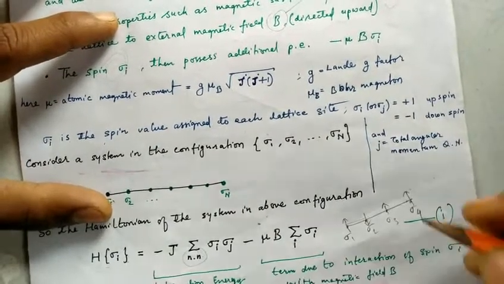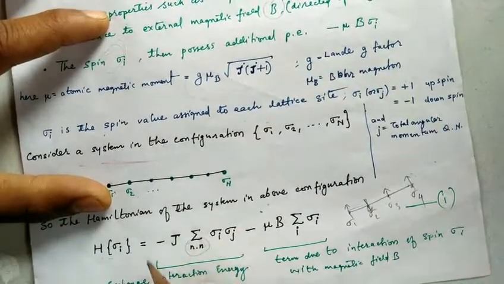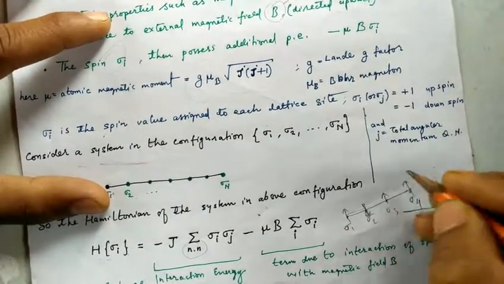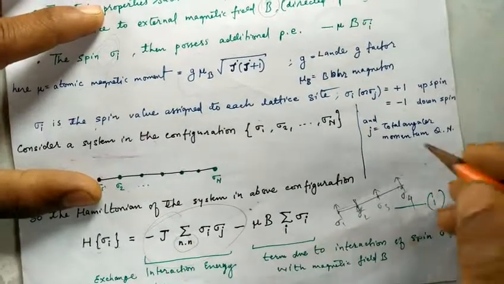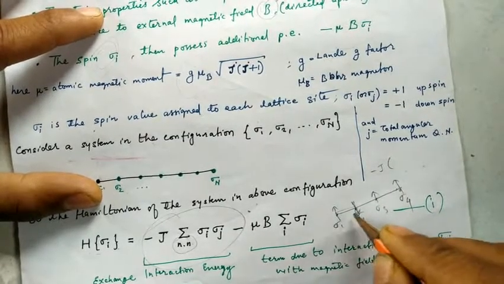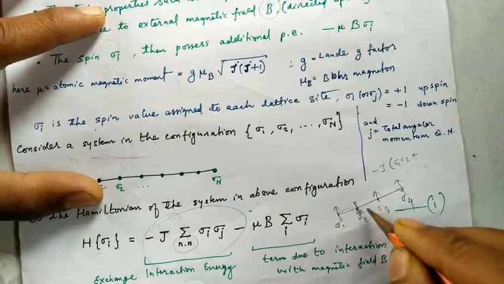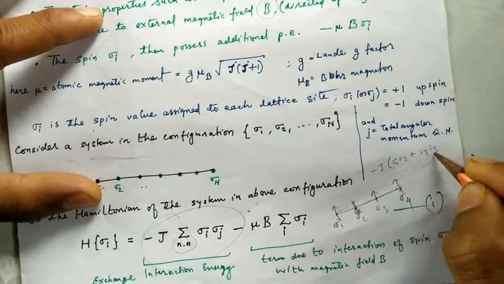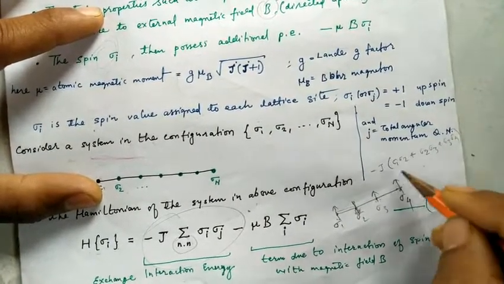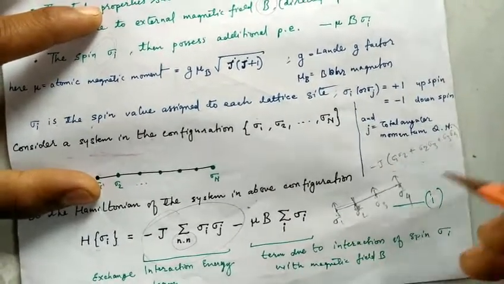Here I have written the spins. When you write this expression, it means you only have to consider the nearest neighbor interaction. So this whole term will become minus J times: first sigma 1 sigma 2, plus sigma 2 sigma 3, plus sigma 3 sigma 4. Only these interactions are counted because we are only considering the nearest neighbor interaction.